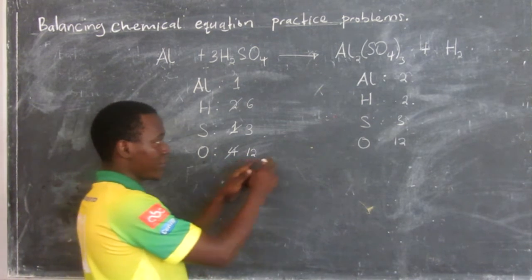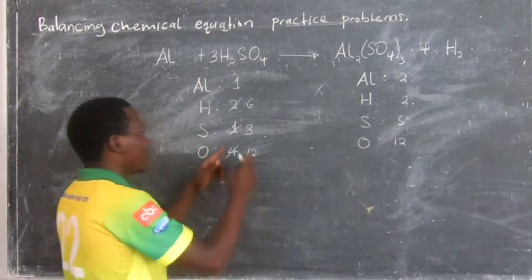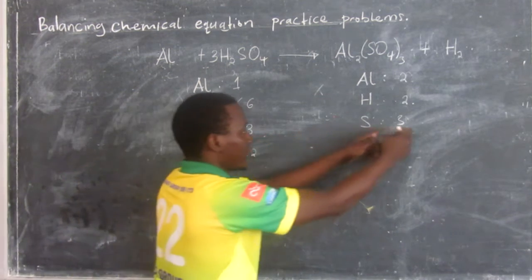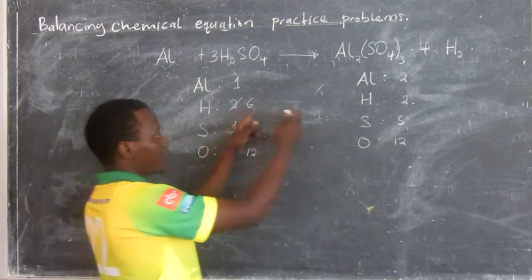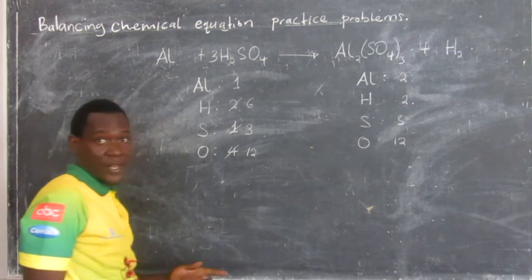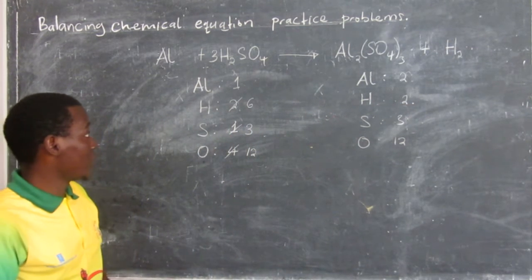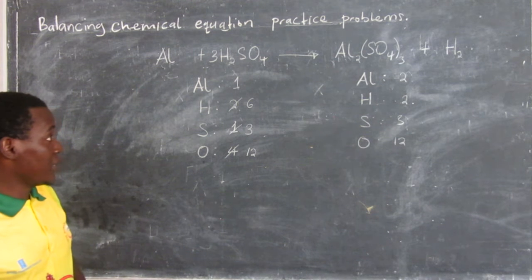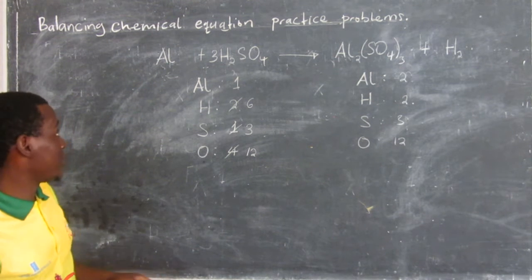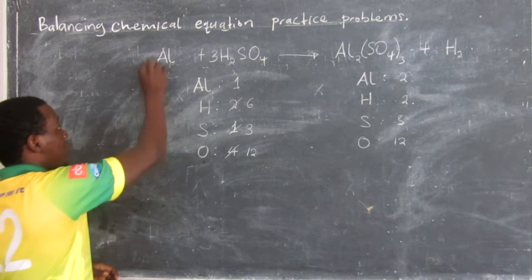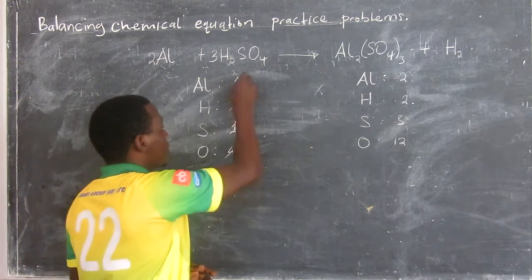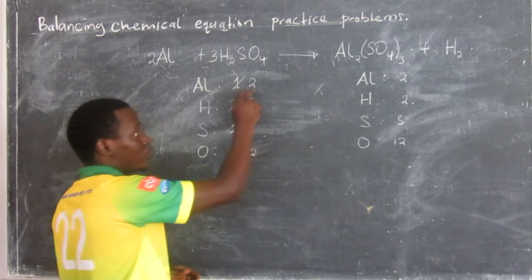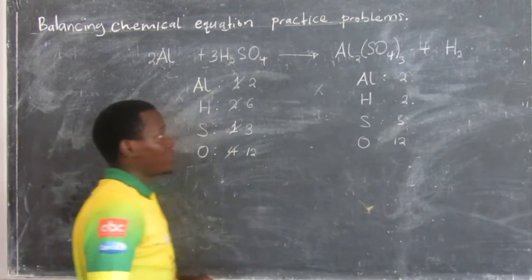Since we have 12 oxygens, 3 sulfurs, and 6 hydrogens, but here we have 2 hydrogens, hydrogen is not balancing, and also aluminium is not balancing. Now, to balance aluminium is very easy. Just put a 2 here. If you put a 2 in front here, it gives us 2 aluminiums. So there are 2 aluminiums.